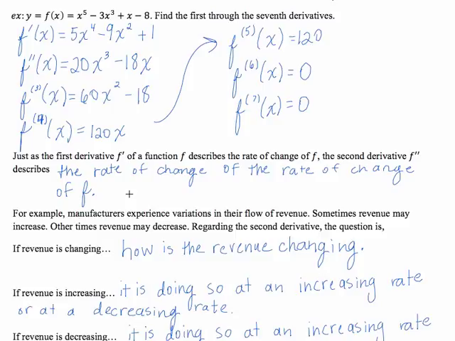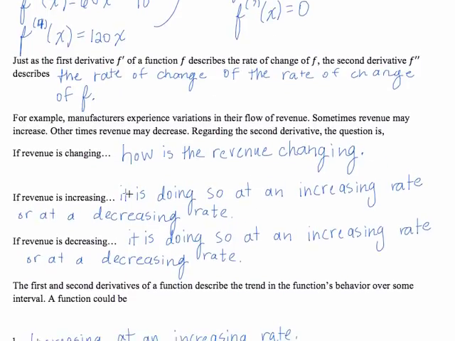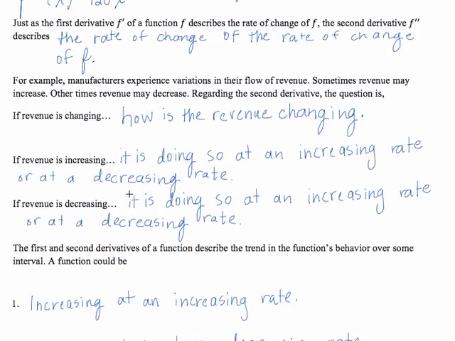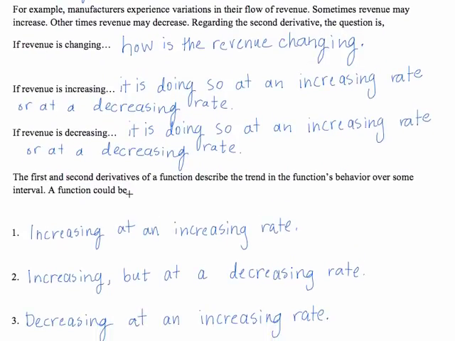Okay, so what does that mean? Well, it's helpful to look at some examples. So we're going to look at revenue first. For example, manufacturers experience variations in their flow of revenue. Sometimes revenue may increase, other times revenue may decrease. But regarding the second derivative, the question that we're looking at is if revenue is changing, how is that revenue changing?